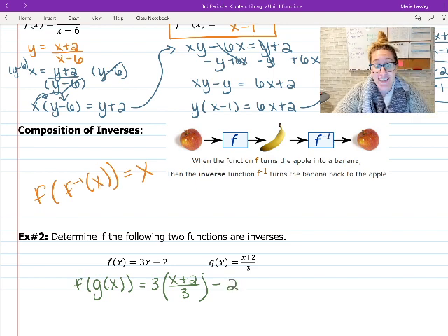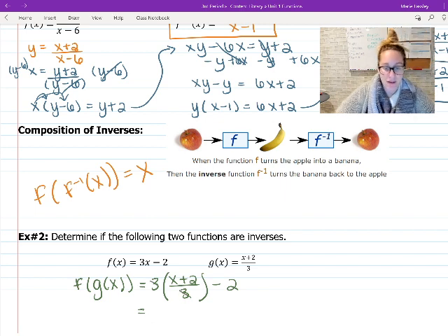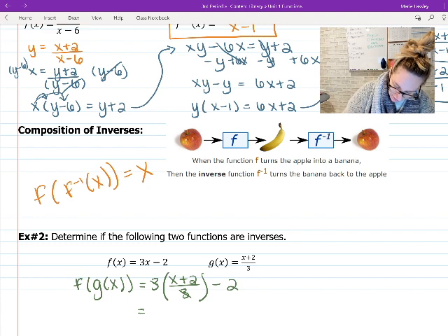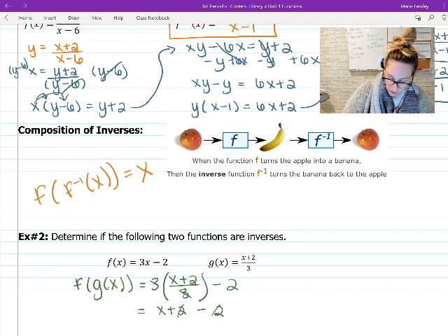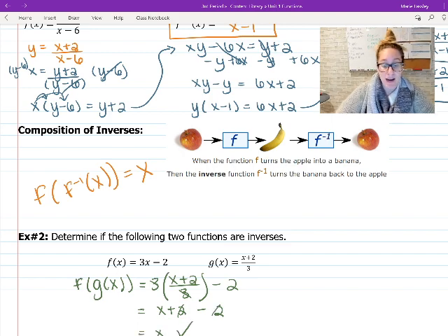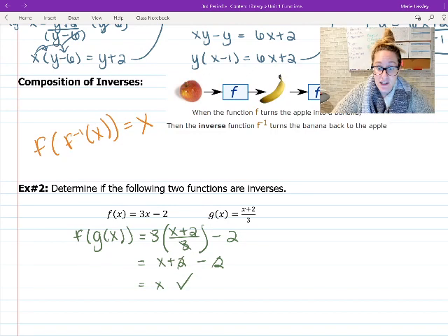Now all I want to do is simplify. So I have 3 divided by 3, which is going to simplify out. That leaves me with x plus 2 right here, and then minus 2 on the outside. Well, plus 2 and minus 2 make 0, so I'm left with x. Guess what? Yay, it works out. That's all I had to do. Check, they're inverses of each other.